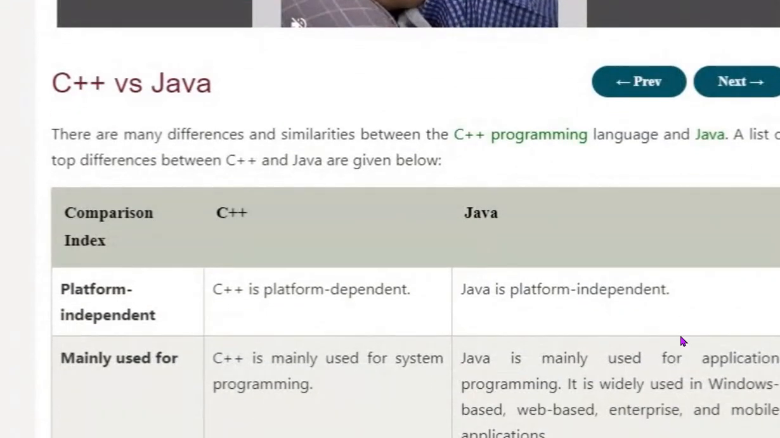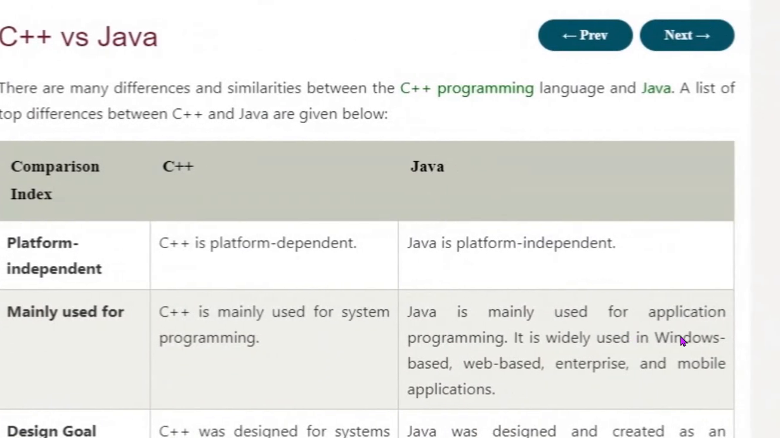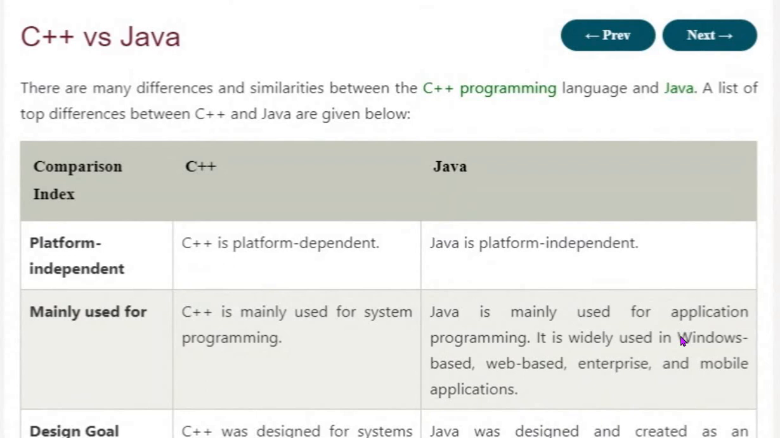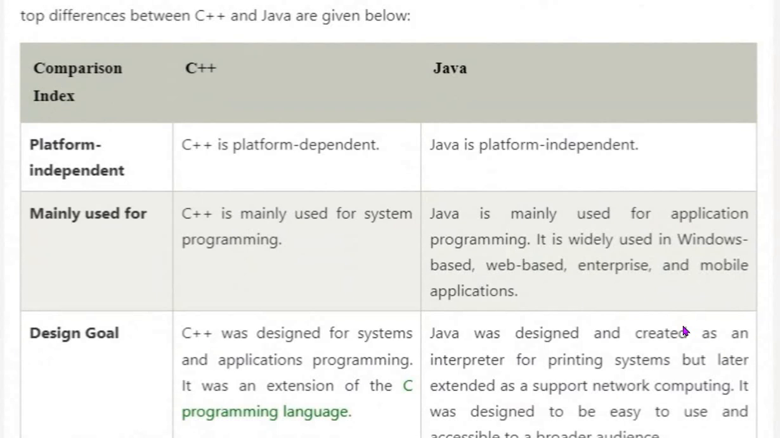This is the first main starting thing: the platform independence part. Because in the case of C++, you have to change the code again if you want to run it on different platforms. But in Java, once you write it, you can run it everywhere. Then you have all these other structural differences.